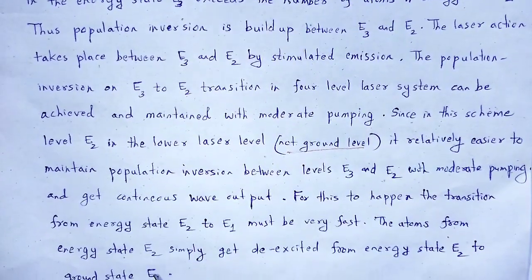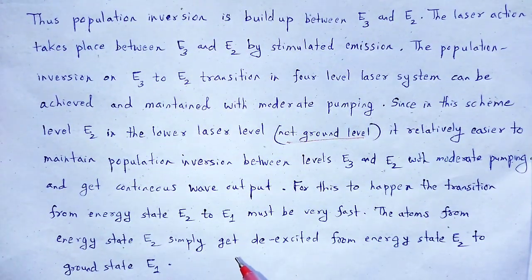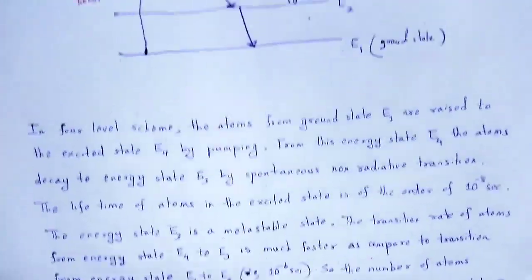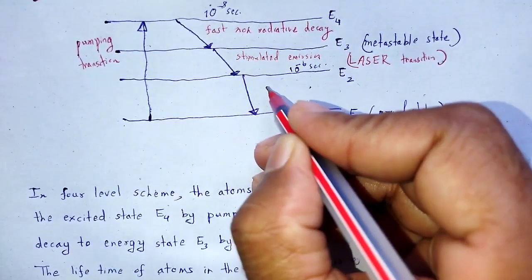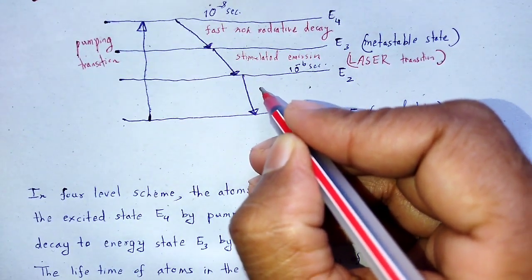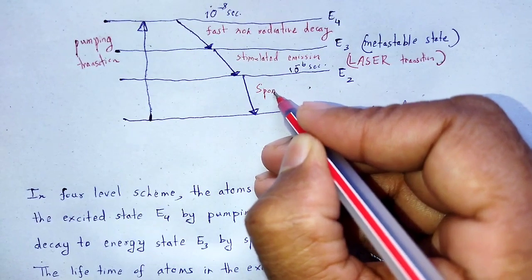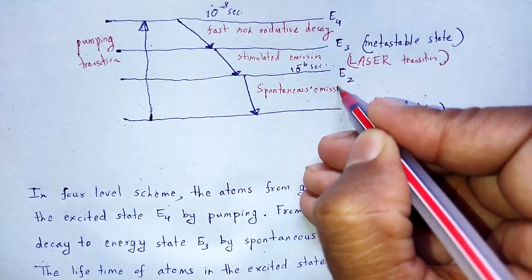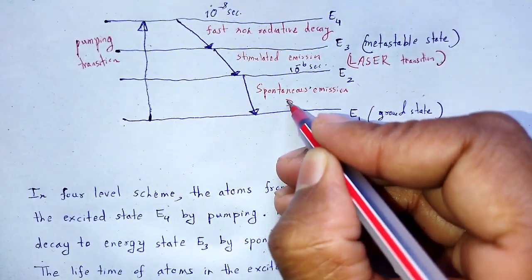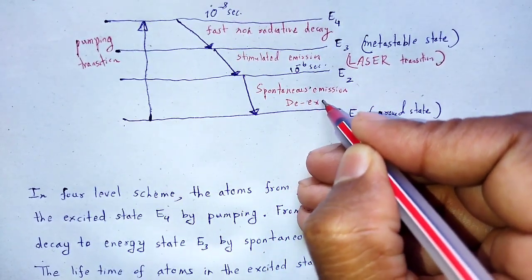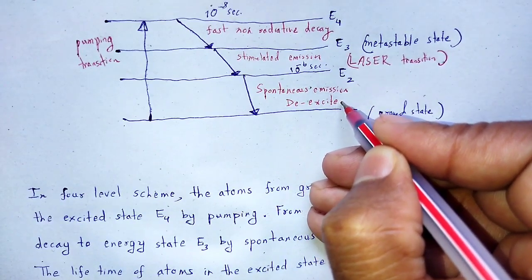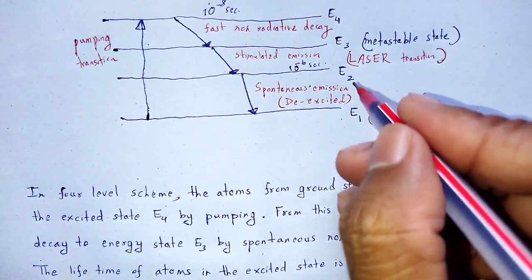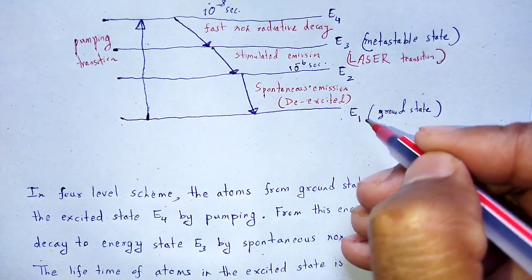The atoms from the energy state E2 simply get de-excited to the ground state E1. Here the atoms are de-excited by spontaneous emission. De-excitation of atoms occurs between energy levels E2 and E1.